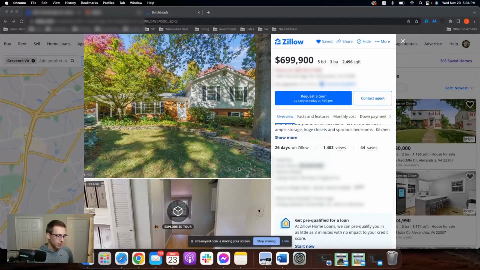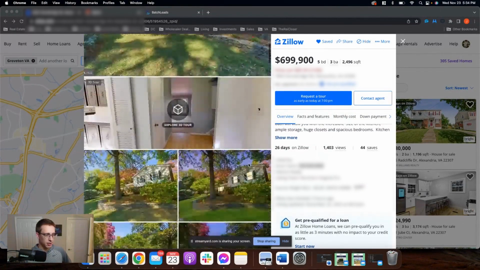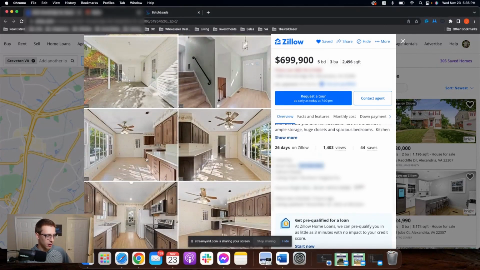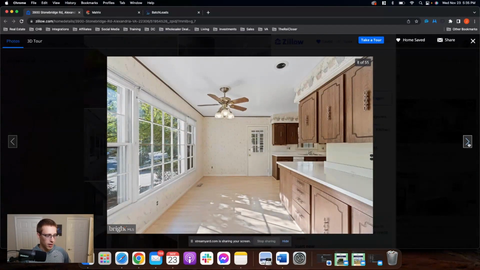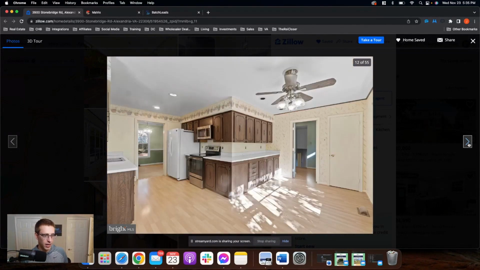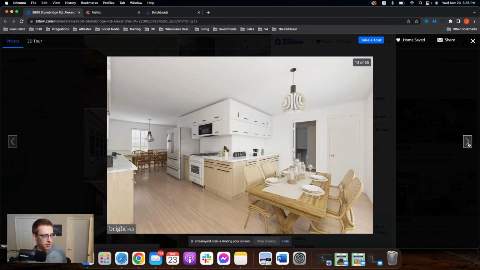So the property that I'm going to be making an offer on is this property right here. If we scroll down and look at the pictures, we can see that it is in good condition, but it is outdated. Although we do have some new appliances in there, the kitchen is outdated. We have the wallpaper, the cabinets, and the layout's not really an open concept.